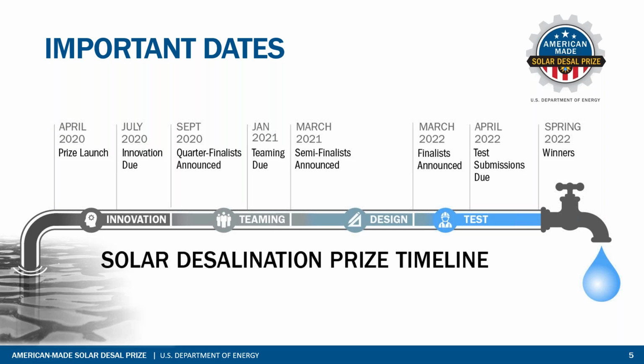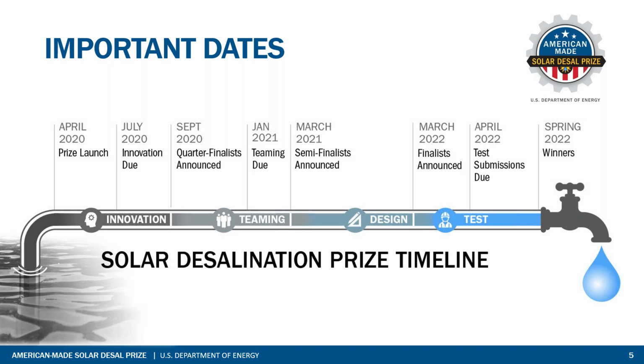Okay, shown here is the Solar Desalination Prize timeline. And as I mentioned, we are currently in the first phase, the innovation contest. That launched back in April of 2020. And you have until July 16th to submit your entry for the innovation contest. Winners of the innovation contest will be announced in September, and then the teaming contest starts.